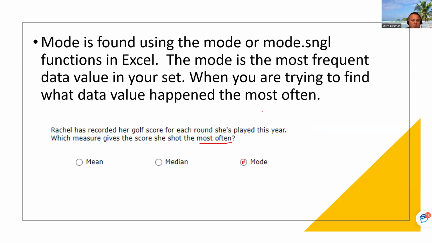So just a quick little talk on mean, median, and mode, not to get too deep into them, but just to give you an idea of when to use each.